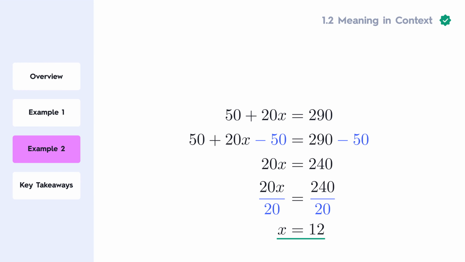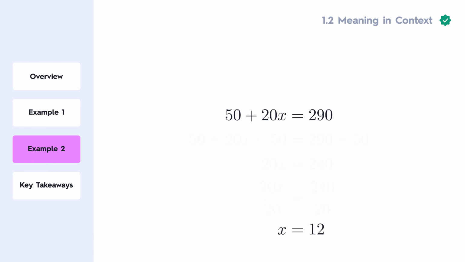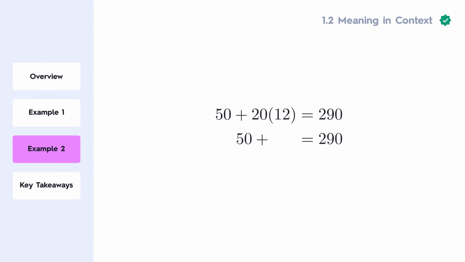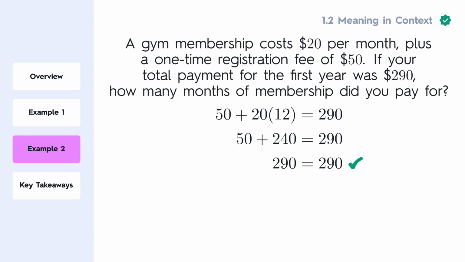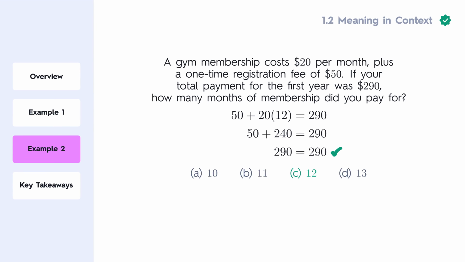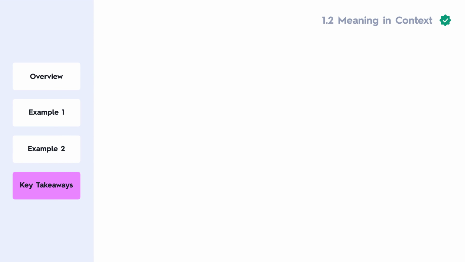So, the membership was paid for 12 months. Let's check the answer by substituting x equals 12 back into the original equation. Therefore, the correct answer is C, 12 months. Great job working through these examples.